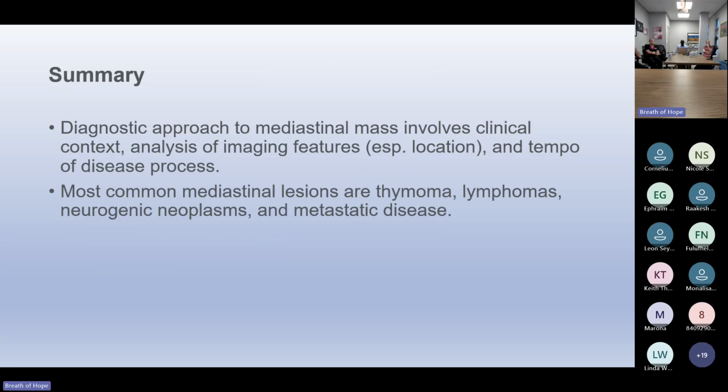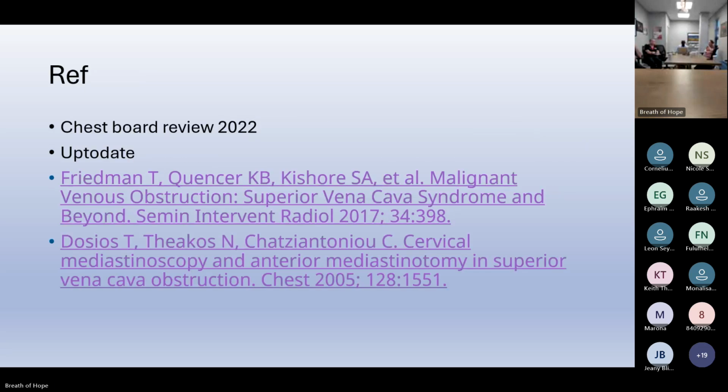So in summary, the diagnostic approach to a mediastinal mass considers the clinical context, analyzes imaging features, and the tempo of the disease process. Most common mediastinal lesions are thymomas, lymphomas, neurogenic neoplasms, and metastatic disease. Always, if in doubt, ask for an opinion from a specialist pulmonologist, physician, cardiothoracic surgeon, or endocrinologist. And that's the reference. Thank you.